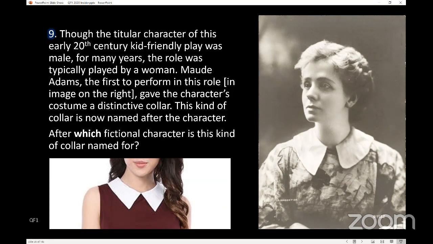I'll give you a hint, it's alliterative. So I need both a first name and a last name, kind of. A fictional character who's male, but typically performed by women. The first to perform in this role gave the character a distinctive collar. This kind of collar is now popular among women, and it's named after the character Maud Adams played. So what character did she play? Or what is the name of the collar? The hint I gave was alliterative.